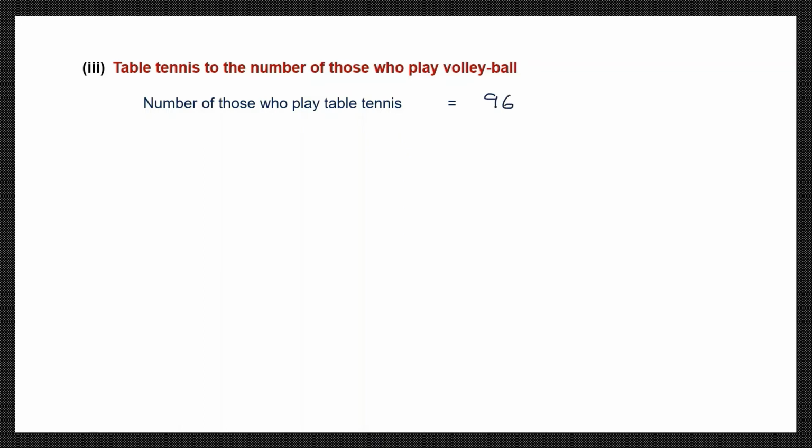It's given in the question. Now the number of those who play volleyball is not given in the question. It only says that the remaining members play volleyball. That means there are many who play different games and there are some who don't play these games. So they are the ones who play volleyball.